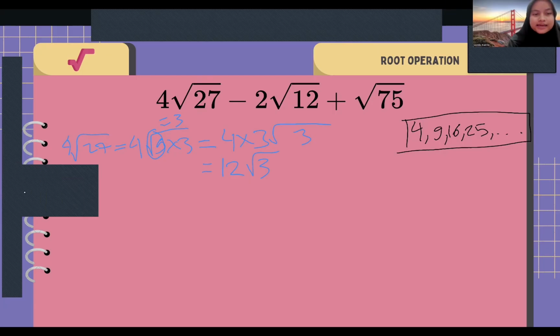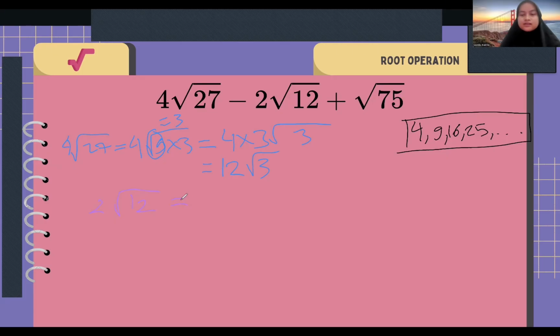Let's move on to the second, that is 2 times the square root of 12. We check again the perfect square numbers. Does 4 go into 12? Yes, because 4 times 3 is 12. So we write it 2 times the square root of 4 times 3.